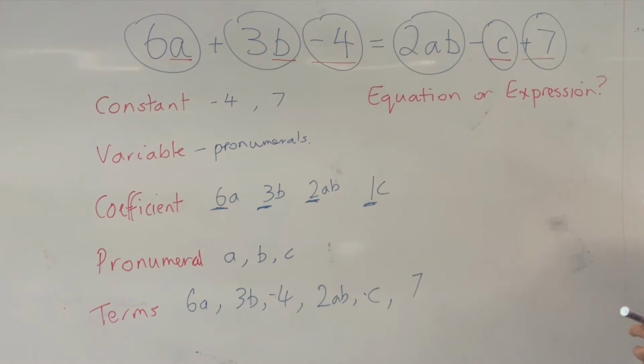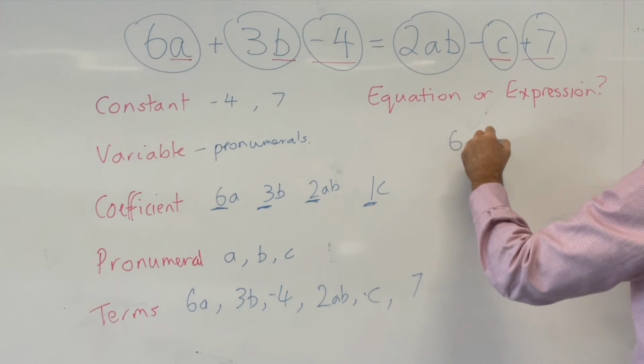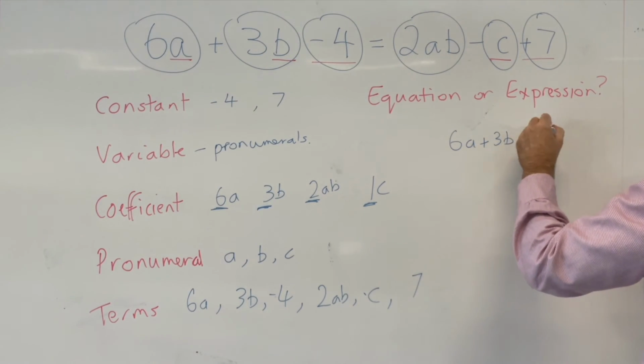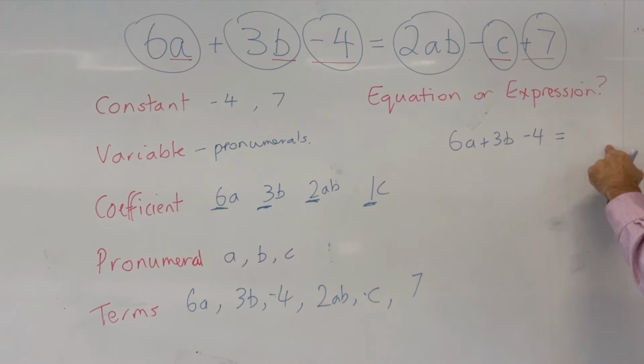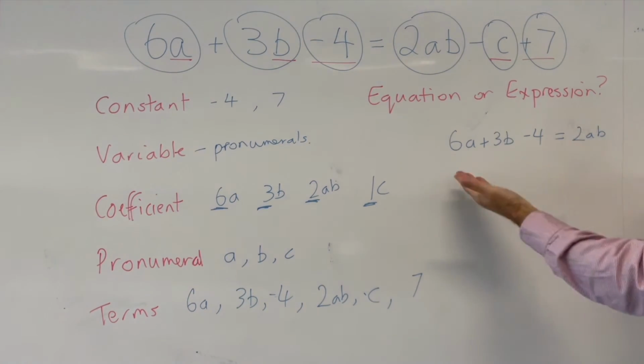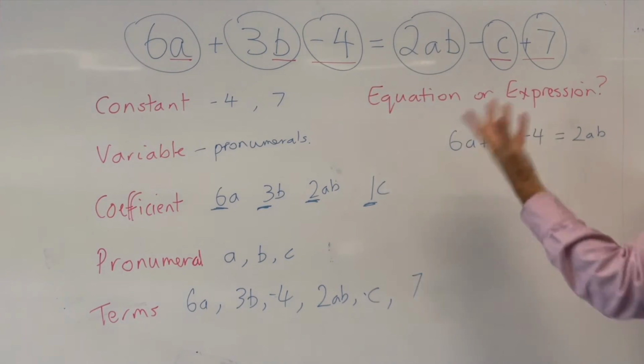And then lastly, is it an equation or an expression? We express these things in two ways. Firstly, there are expressions. In expressions, we don't have an equal sign. So the expression here is 6a plus 3b minus 4. That is an expression, okay? Then when we make it equal to something, in this case, 2ab minus c plus 7, then it becomes an equation. So an equation has to have an equal sign, an expression doesn't have one.